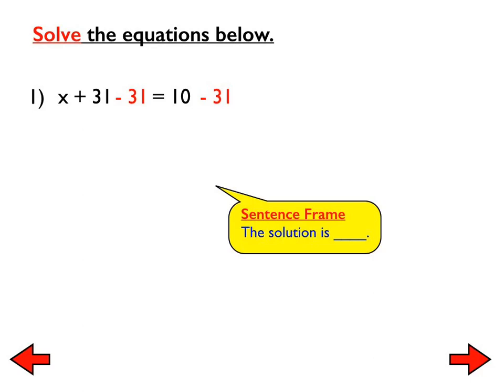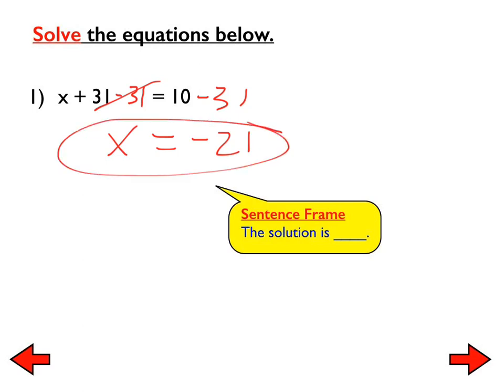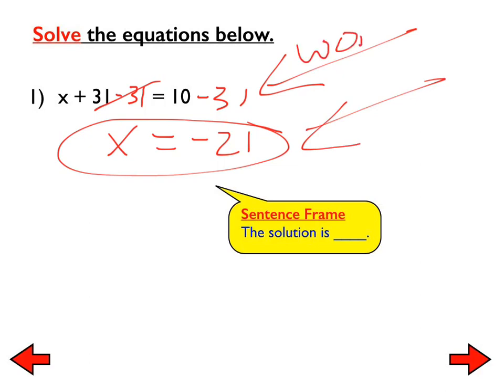Let me back up one more step. So let's pretend like this was a homework problem. Okay? Here's what you would need to do for your homework. Show me that you subtracted 31 from both sides, cross those out, and then write x equals whatever the answer is. So that's what I'm expecting to see. This is what I mean by work right here and answer. Work and answer. And as we're sentence framing this, the solution is x equals negative 21.